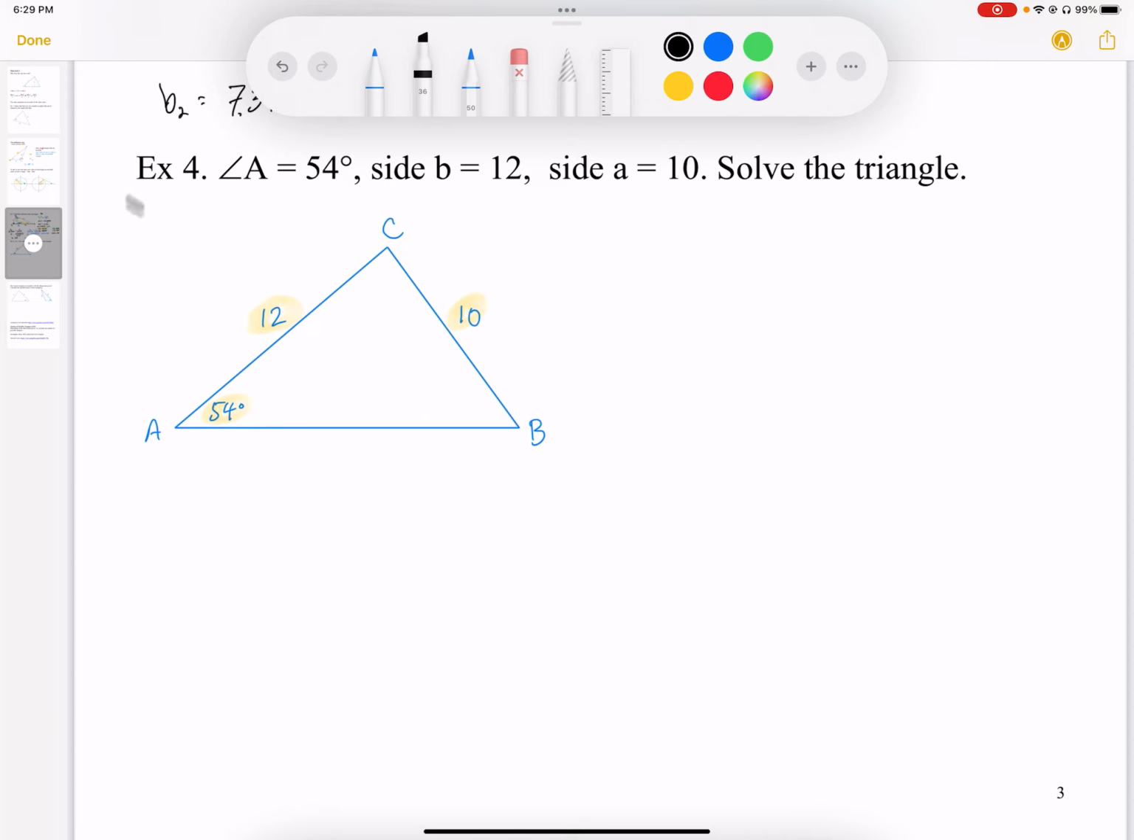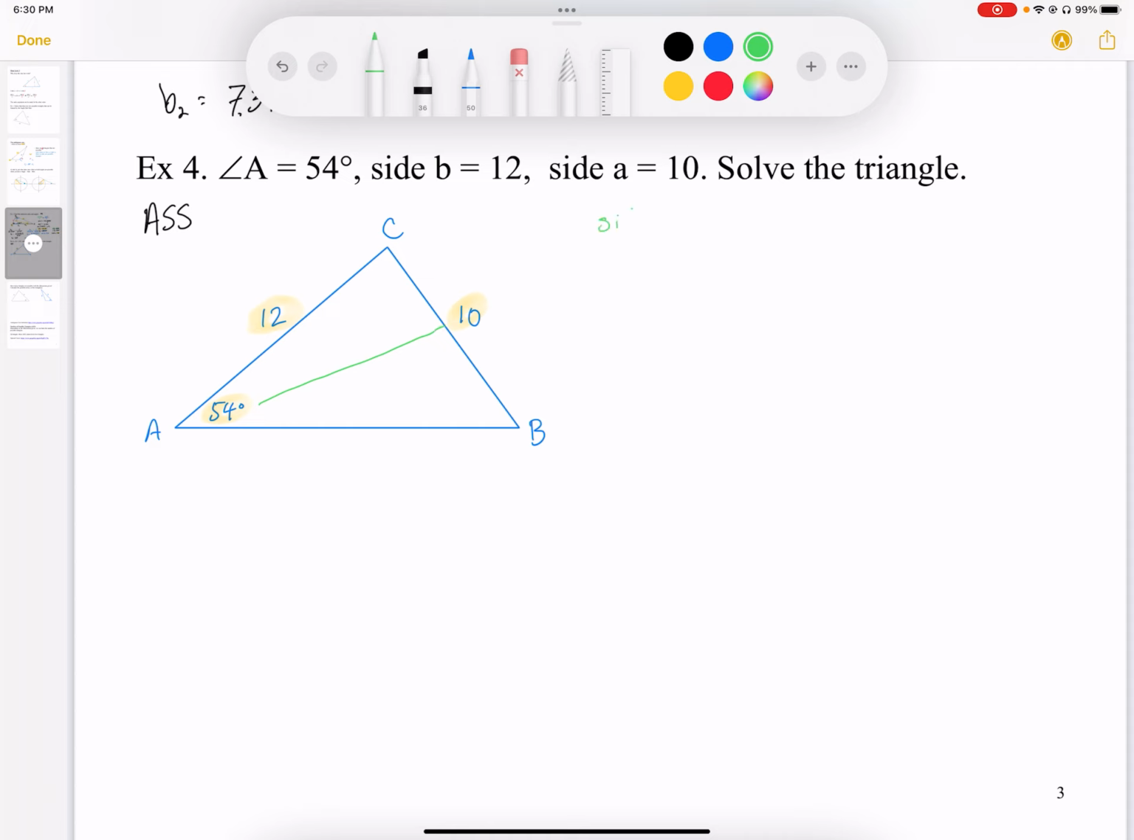This is an ambiguous case. Because of the angle, side, side, we have to consider two triangles. So here I have the angle and opposite side pairing. So we have the pair here. So I'm going to set this up.